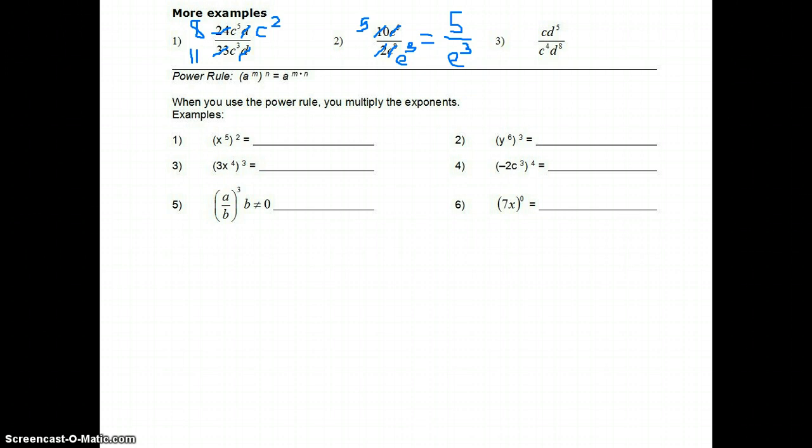Let's look at our last example. Again, we have a quotient, so we need to use the quotient rule. Now, if you don't see an exponent, it's understood to be 1. Quotient rule means to subtract the exponents. So 1 from 4 will give us 3, or c cubed down at the bottom.